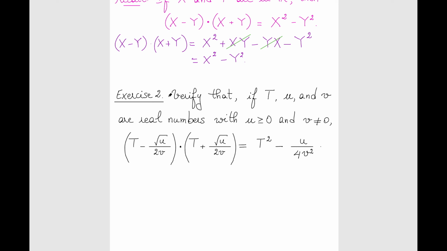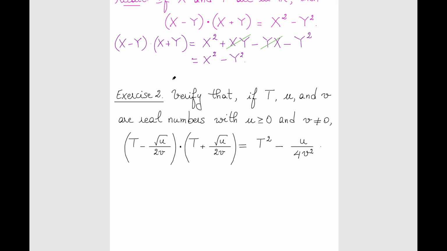I hope you see that this is, structure-wise, reminiscent of this. This is of the form x minus y times x plus y, right? It's of this form. As such, instead of reinventing the wheel, instead of foiling it out, I have the result at my disposal. I'm just going to use it, but I'm going to use it once I build the dictionary between the two.